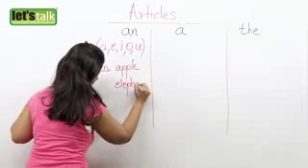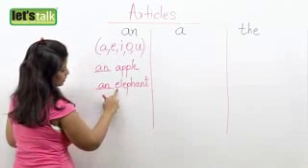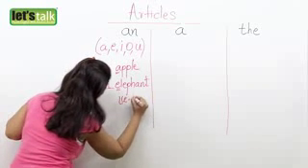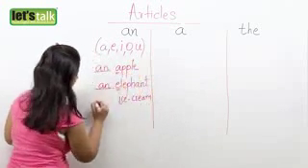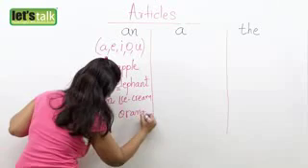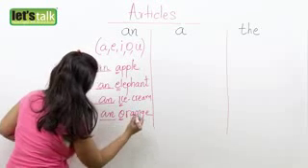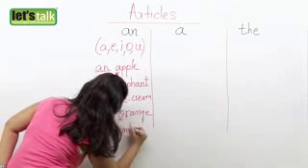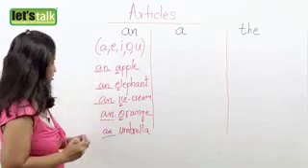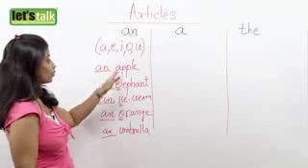If I talk about elephant, again we are going to use the article an because E over here is a vowel. Ice cream. Okay, so an ice cream. Orange. Again, an orange. And the last one is umbrella. Okay, again, it's an umbrella. So we have learned that we have to use the article an before the word beginning with a vowel.